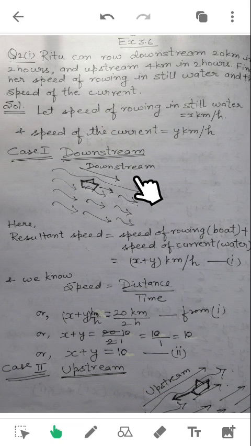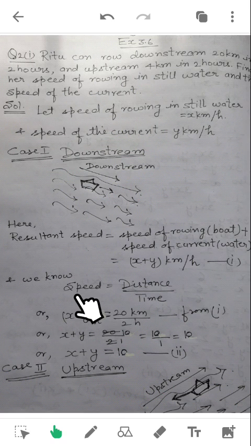This is downstream. In this case, the resultant speed will be increased, and we will add the speed of rowing or boat plus the speed of current. So the resultant speed in this case will be x plus y. You can take it as if we are bicycling in the direction of the wind blowing, then our speed of cycling will be increased. The same is the case. Or you can assume that if we are coming down from a hill, our speed will be increased.